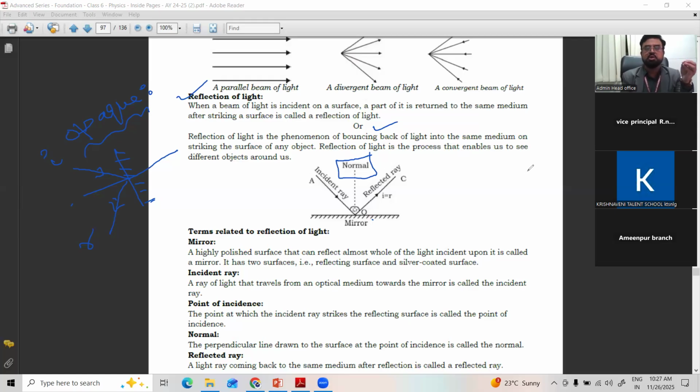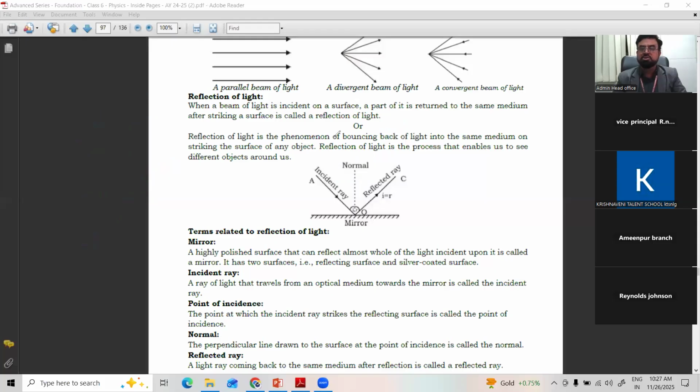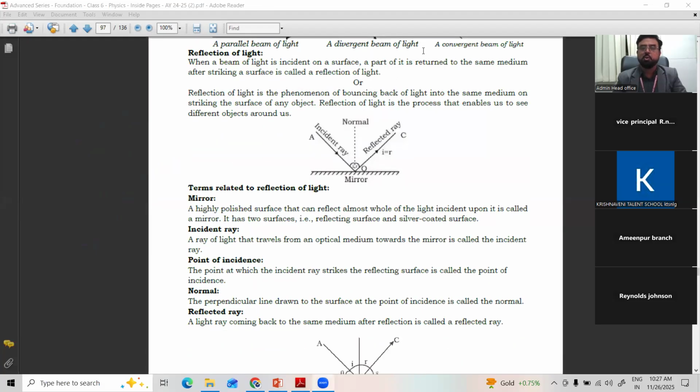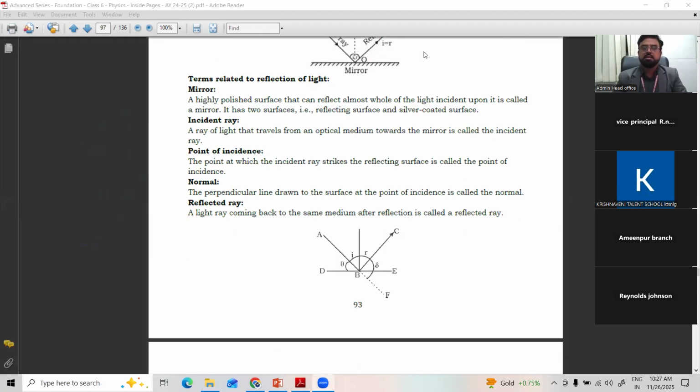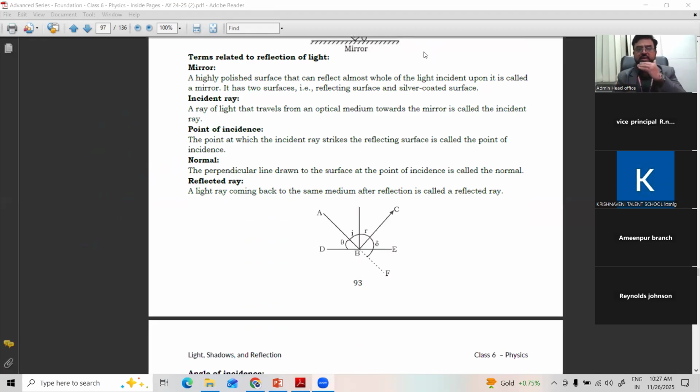So reflection of light is a process that enables us to see the different objects around us. Because of that, you are able to see me. Because of that, I am able to see the pen. Because of this only, I can see everything, objects, right? Such a property of the light. The first and foremost property of the light is reflection, by which we can see the objects around us, right? So whenever light falls on your eyes, that is your retina, that reflects and makes the object visible for us.